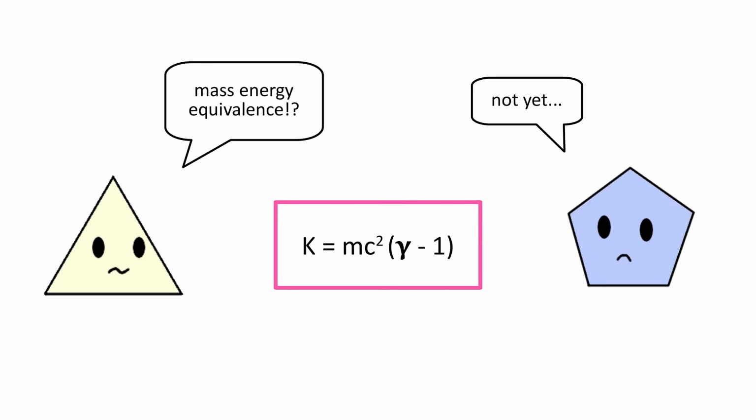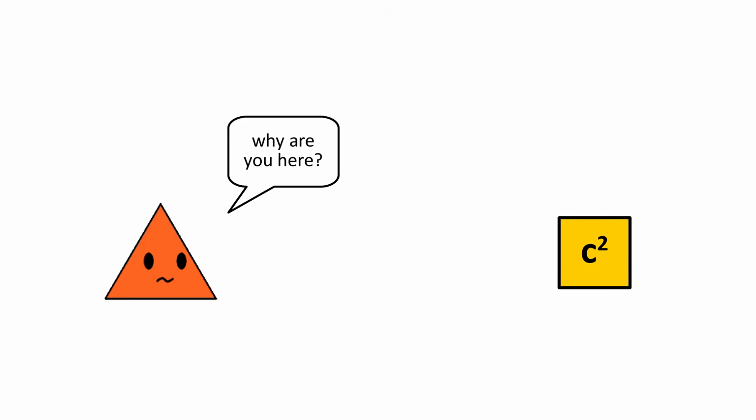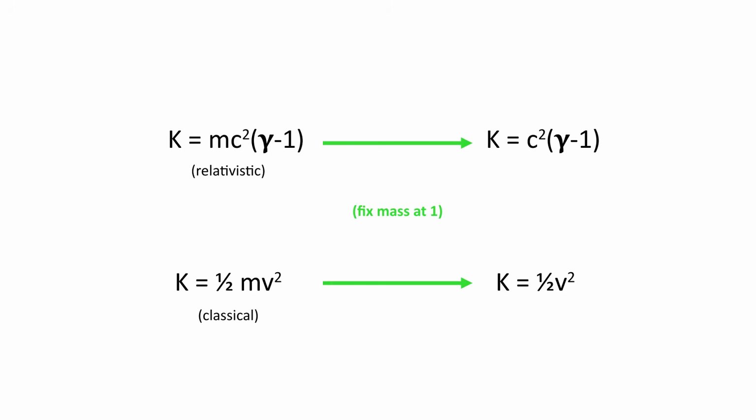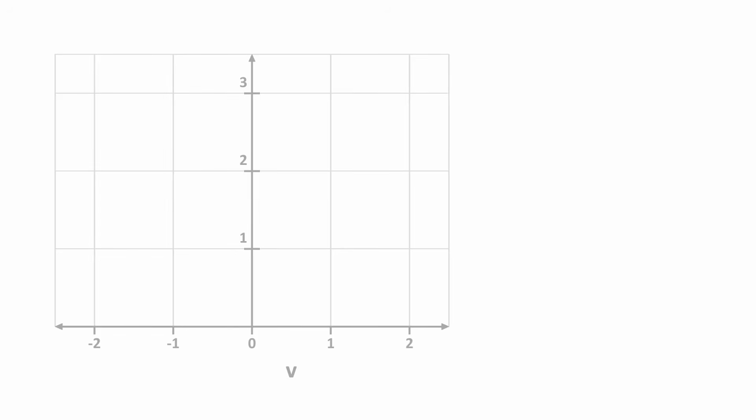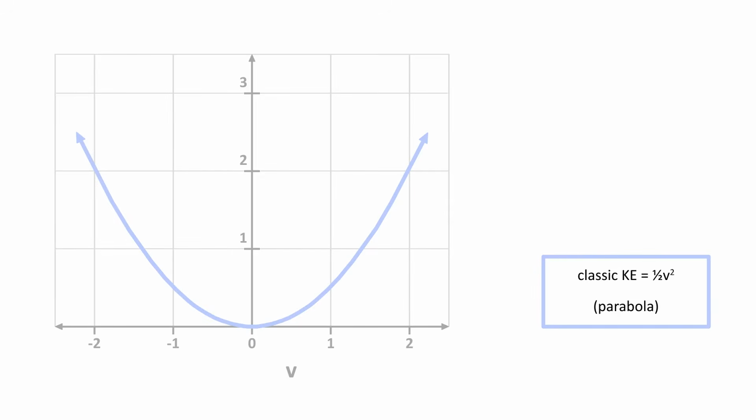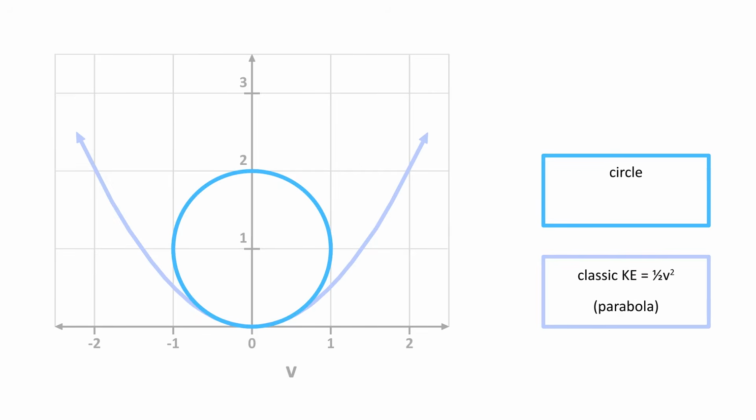It's a bit of an unsatisfying derivation though. It makes sense why m and gamma are here, but why the c squared beyond simply the chain rule? For that, we'll use a bit of geometric intuition. For the purposes of this intuition, we'll set m equal to 1 to simplify the equations. In that case, classical kinetic energy is the parabola 1/2 v squared.